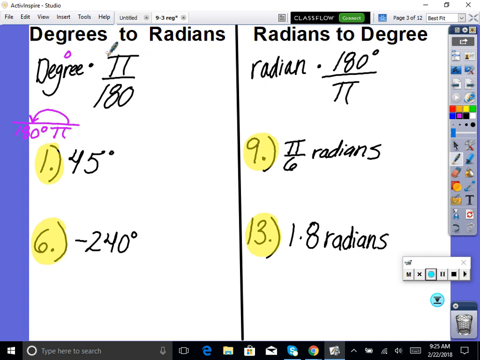So here's how I remember what goes on top, because everybody always forgets, should I put pi on top or degree on top? If you have a degree up here, you need the degrees to cancel out, so you put the degree part on bottom.